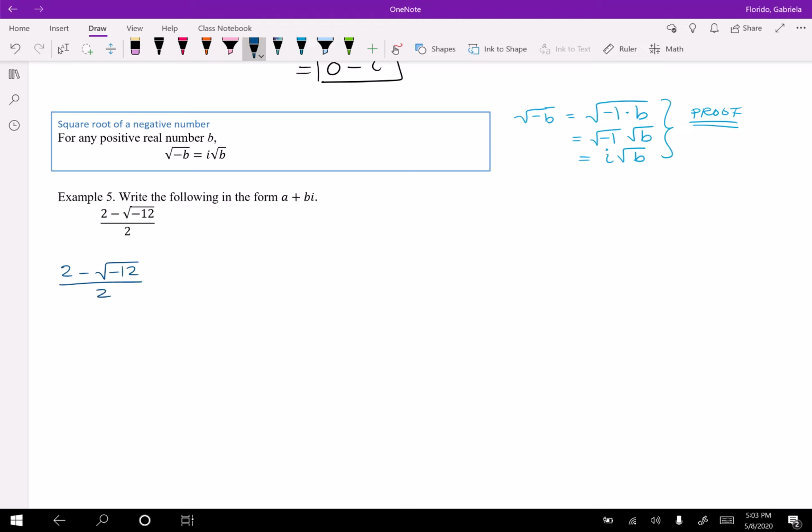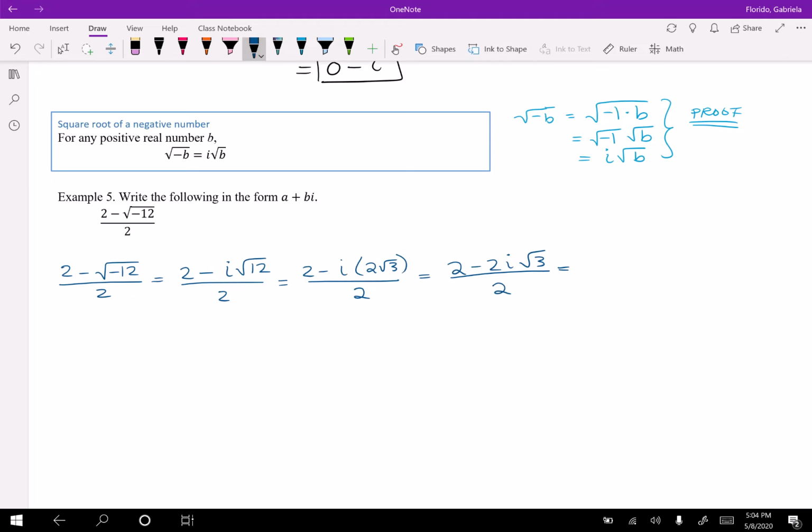So let's simplify this a little bit. We have 2 minus, and remember the square root of negative 12 is the same thing as i radical 12 by this definition and by the little proof that I just did. But we do know that radical 12 has a perfect square; we know that 4 is in there. And so we have 2 minus i, and that simplifies to 2 radical 3, all over 2. So let me rewrite this: we have 2 minus 2i square root of 3, all over 2.